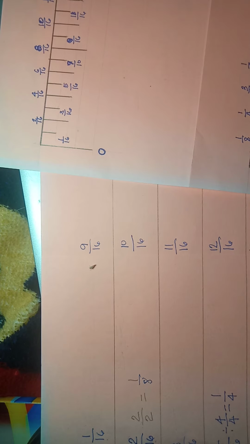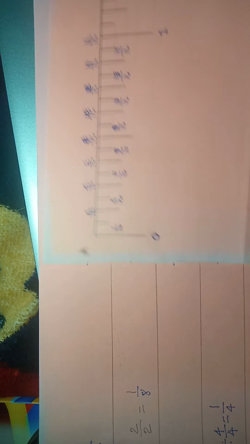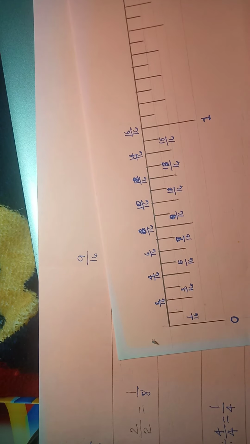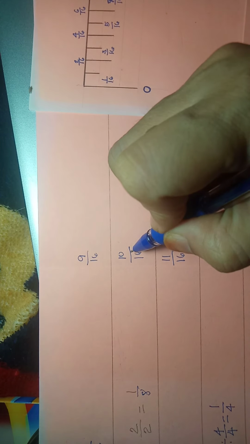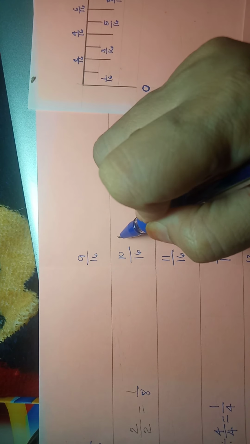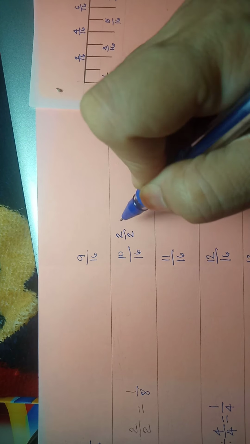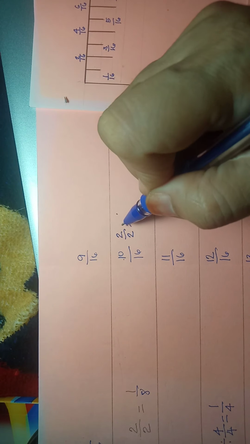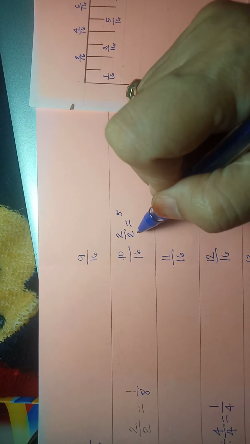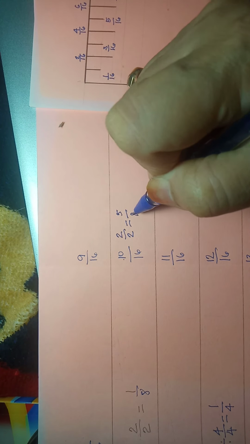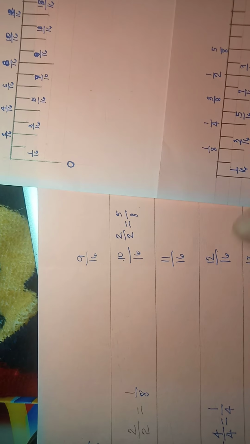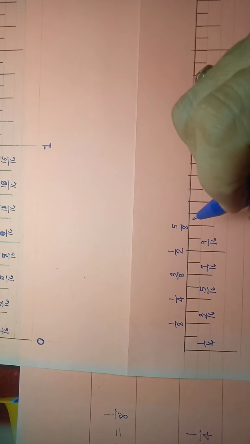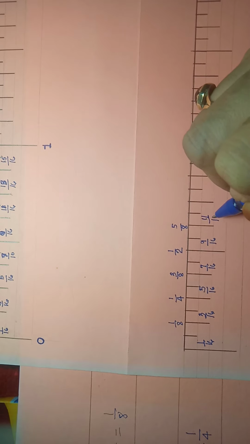And on the next line, which is this line, 10/16, this can be reduced to its lowest term. If we're going to use 2 as divisor, this will become 10 divided by 2, that is 5, and 16 divided by 2 is 8. So therefore, this is our 5/8. And on the next line, 11/16, this cannot be reduced to its lowest term, so this remains 11/16.